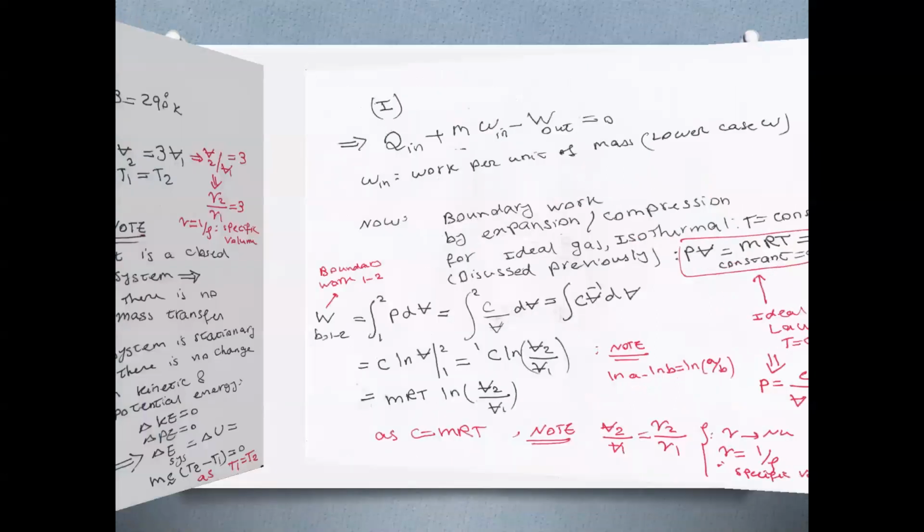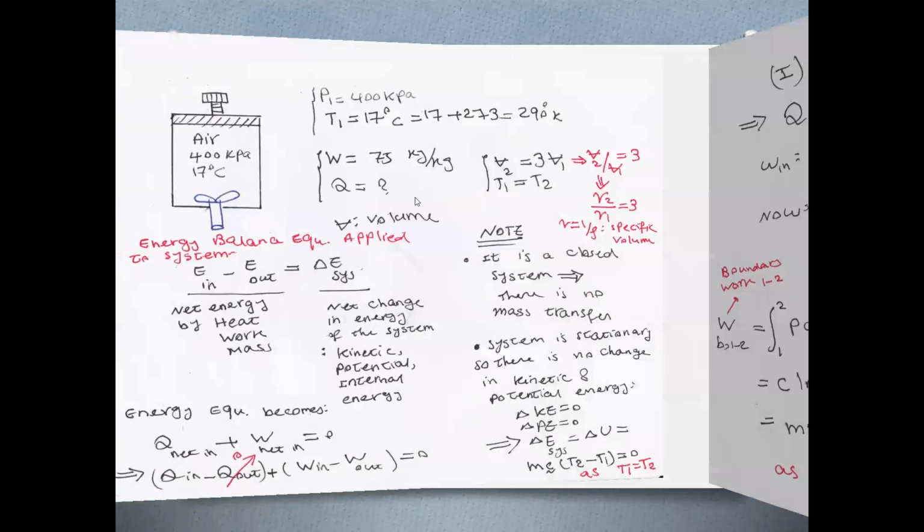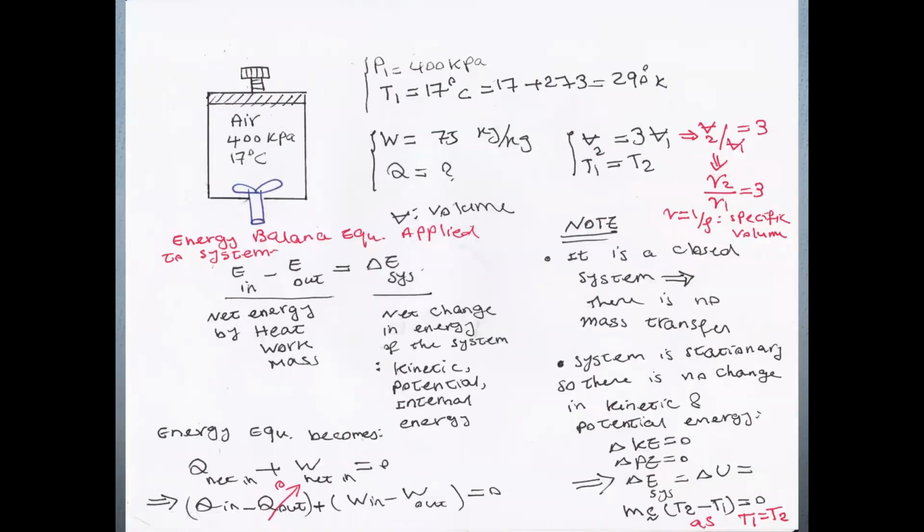What you should do is apply the first law or energy balance equation to this system, which is the piston cylinder and the fluid, which is air inside it. By the way, there is also a paddle wheel, right? That's the work of the paddle wheel. So you should start with the energy balance equation or the first law and apply it to the system, and substitute for each term.